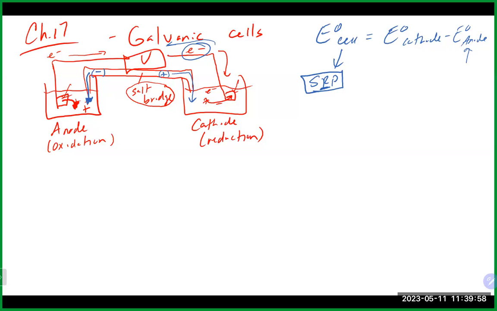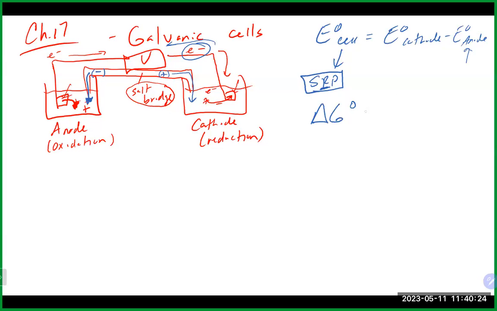The other thing that's important is sometimes, as we know, we do need to multiply the half reactions by a common number to get the electrons to be the same. And this is one thing that is not affected by it. So if you need to multiply a half reaction by a common number, you do not multiply the E value by that number. You just leave it alone. It stays the same.